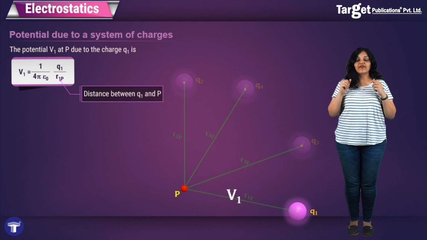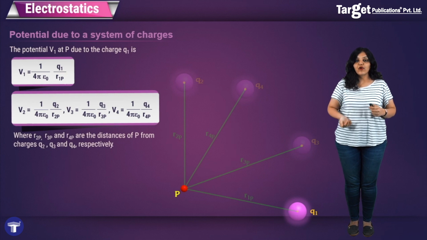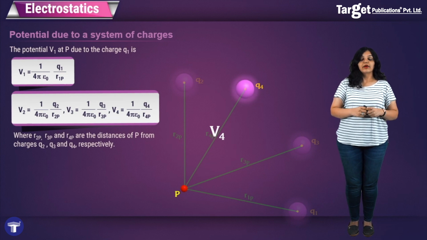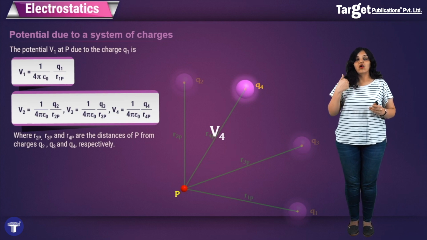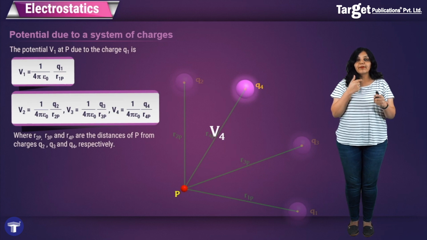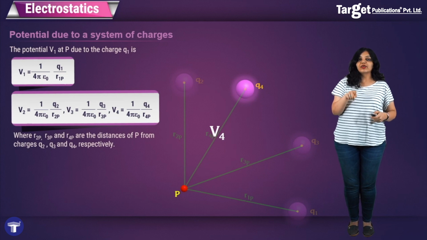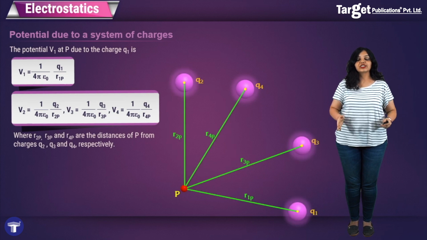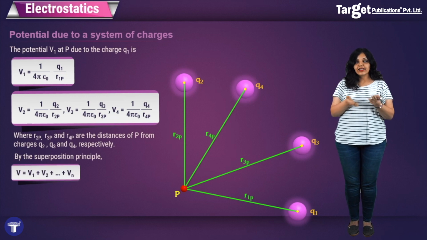Similarly, I will have to find the potential at P due to the other charges, let's say the charges Q2, Q3 and Q4. So there will be V2, V3 and V4, and in each of them you will have the same kind of expression, but the numerator will have the charge, that is Q1, Q2, Q3 or Q4, and the denominator will have the respective distance, that is R1P, R2P, R3P or R4P, depending upon which distance you're finding between the point P and which charge. So here you can see all the 4 expressions are the same. You can simply add them all up to find the potential due to this system of charges. So the final potential at a point P will simply be given by the superposition principle, which says add all these potentials up.